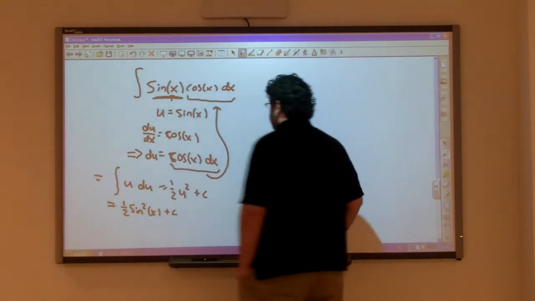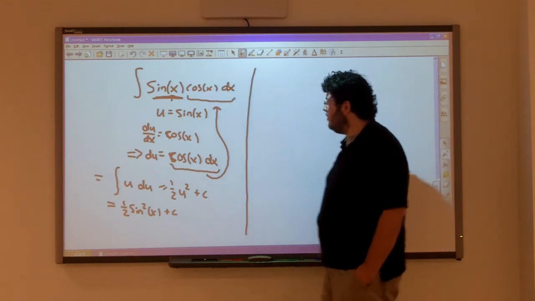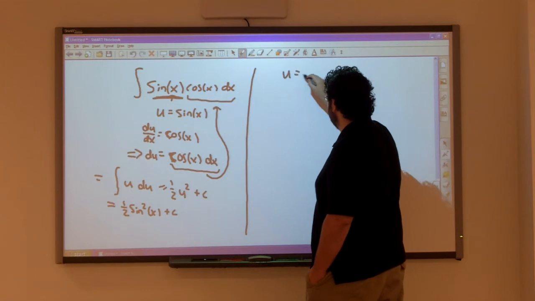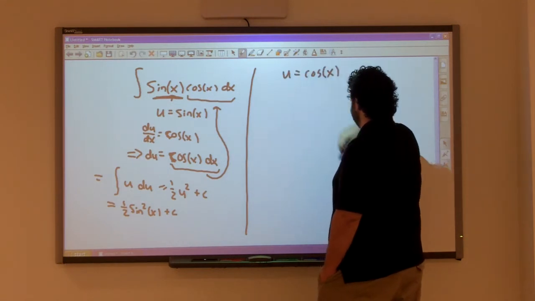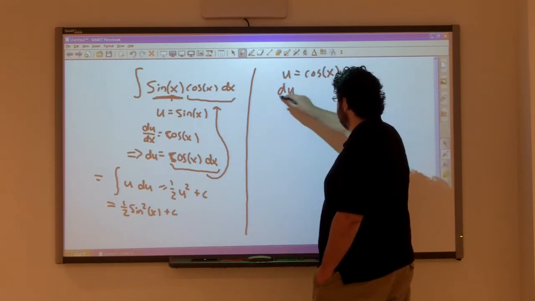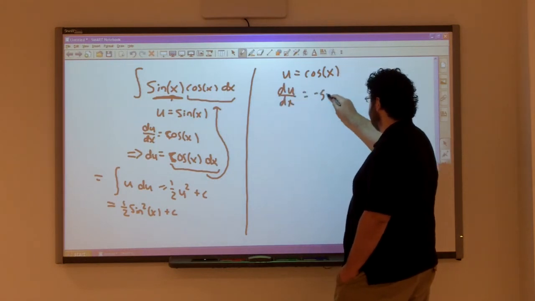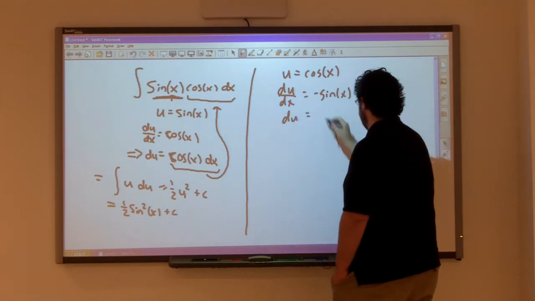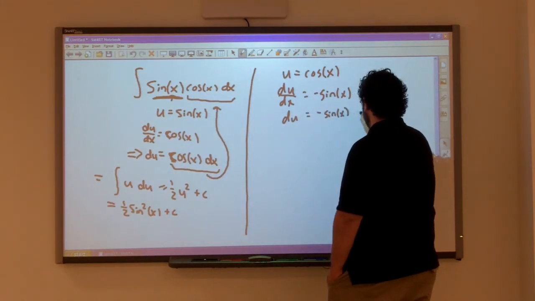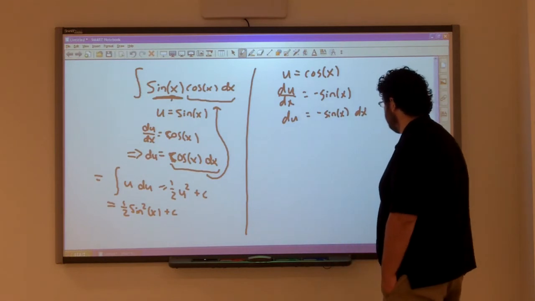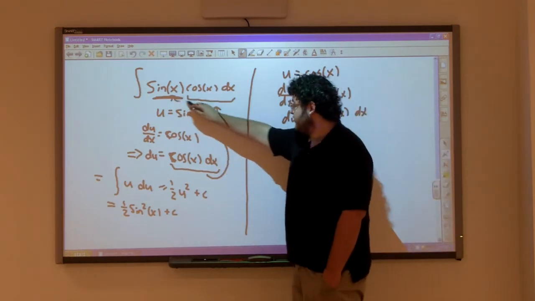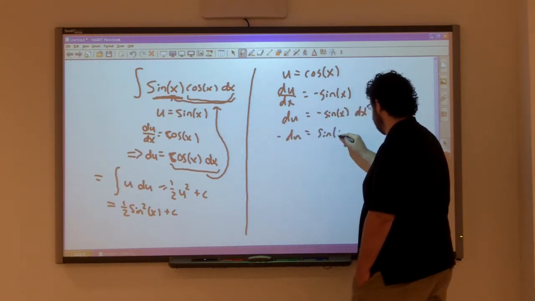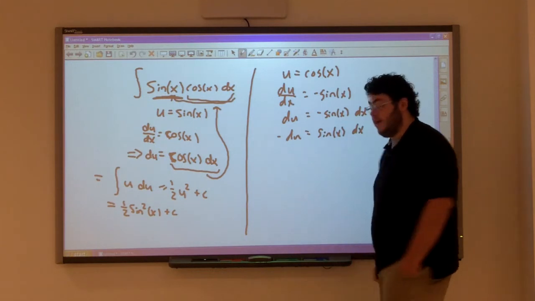Now let's see what happens should we do it using cosine as our substitution. So we'll have u equals cosine of x, which means that du dx is minus sine of x. So du is equal to minus sine of x dx. So we can bring the minus sign over to get a sine of x dx here. So we have minus du equals sine of x dx.